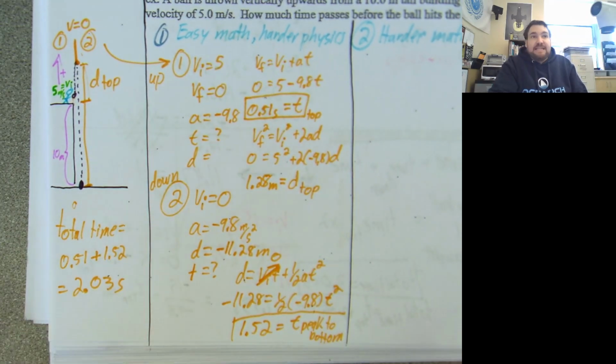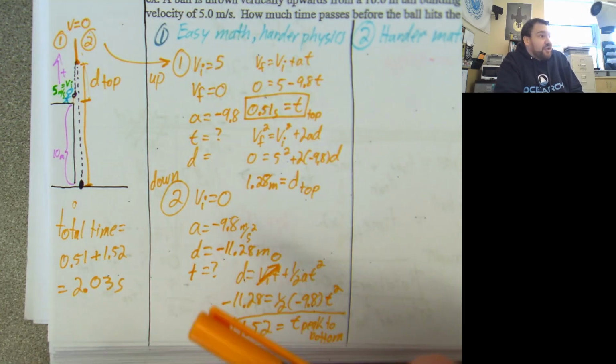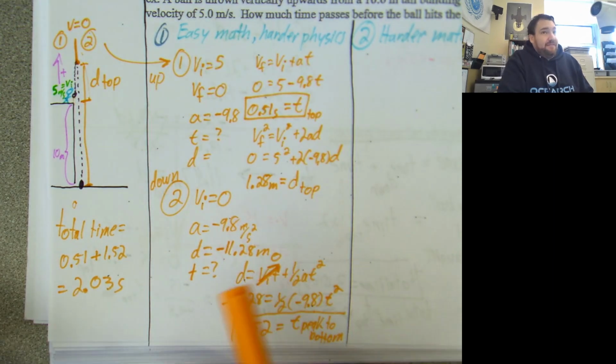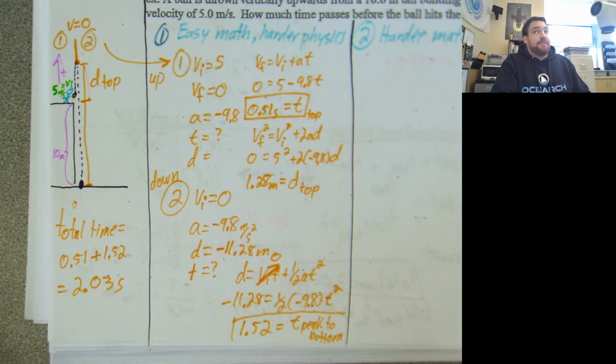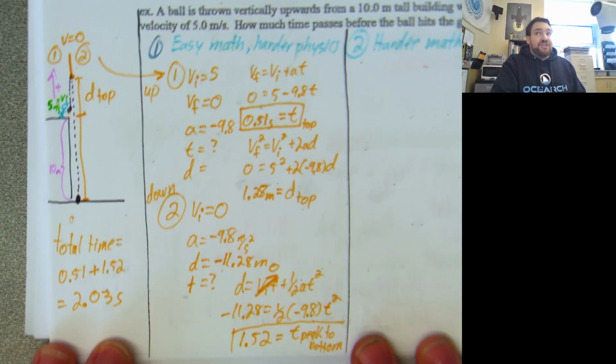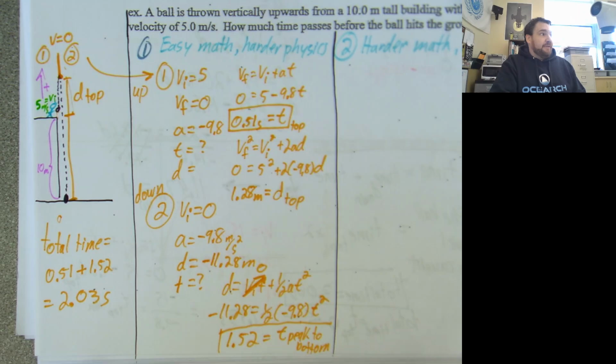Believe it or not, this is the easier math, harder physics route. As far as the physics go, there's a lot more analyzing. You're breaking up the problem into two chunks. The math is easy. There's just a ton of it. But individually, the algebra is simple. Questions about what I've just done? Because I'm going to make this thing look a whole lot more gross here in a second.